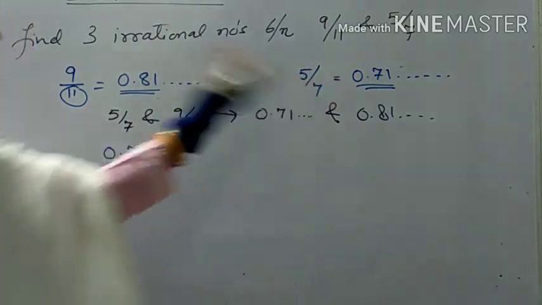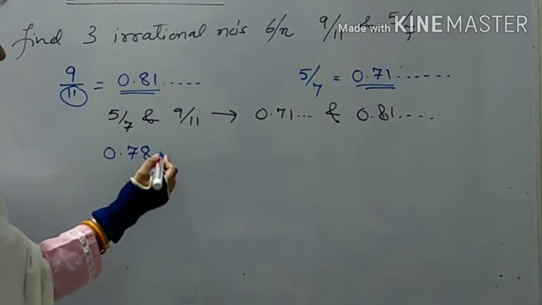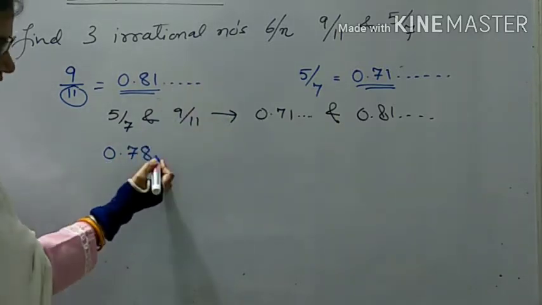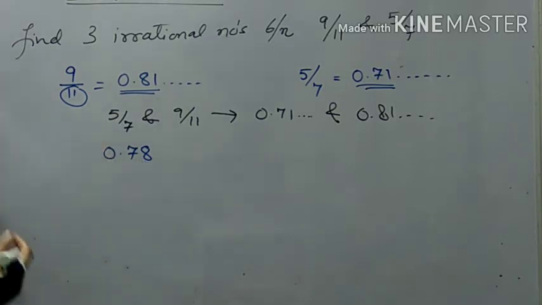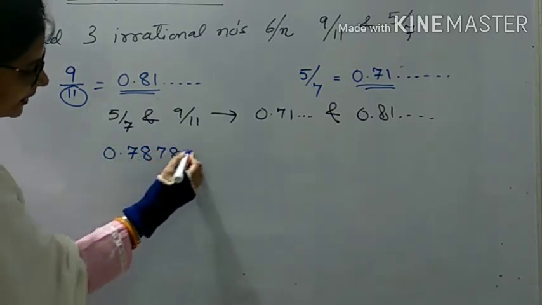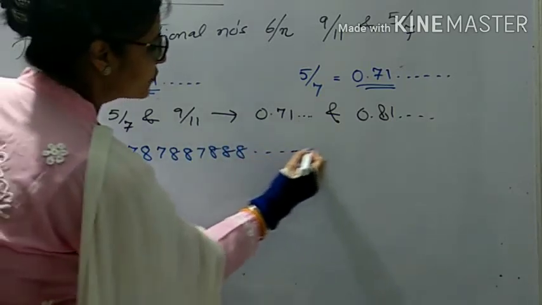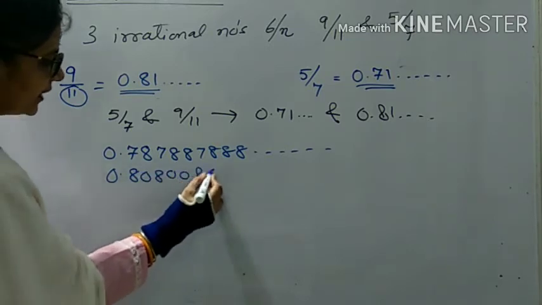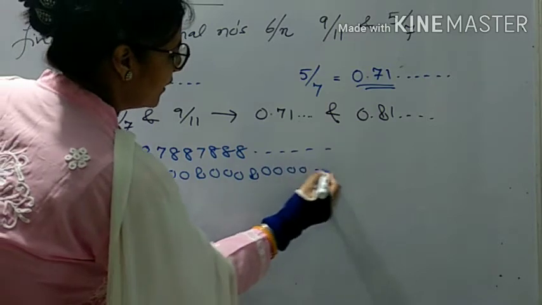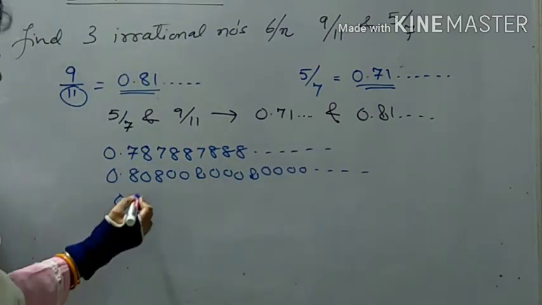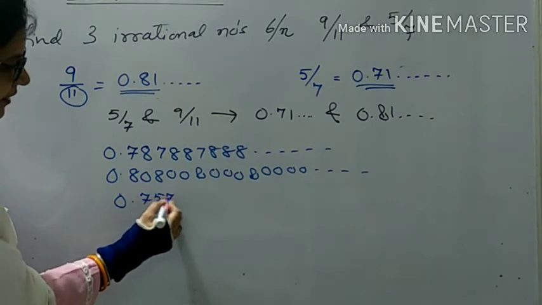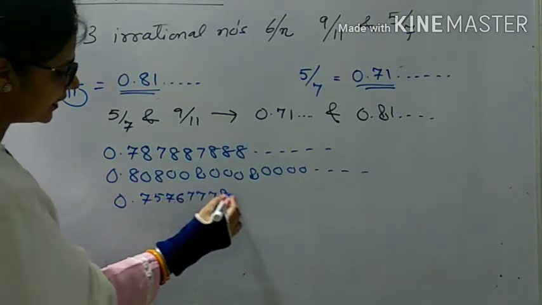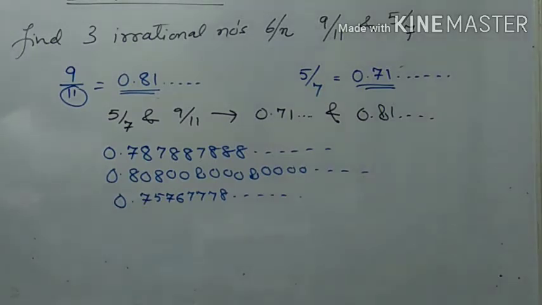0.7 and then, larger than 71 and smaller than 81, it can be 78. That is larger than 71, but 78 is terminating. What we have to write is non-terminating, non-repeating. So 0.78, 0.788, 0.7888 and so on. You can write 0.80 80 80 8 and so on. Or you can write 0.75 76 77 78 and so on. You can make any irrational number, but it should be between 0.71 and 0.81.